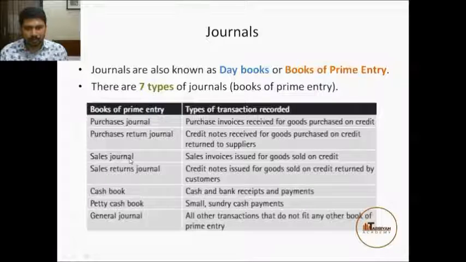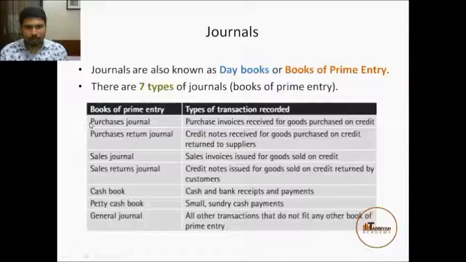Okay, and then we have the sales journal. So whenever we sell something, we record it in the sales journal, and sometimes our customers, when they're not happy with the goods, return them back to us, and then we record it in the sales returns journal. All right. Okay, then we have the cash book.